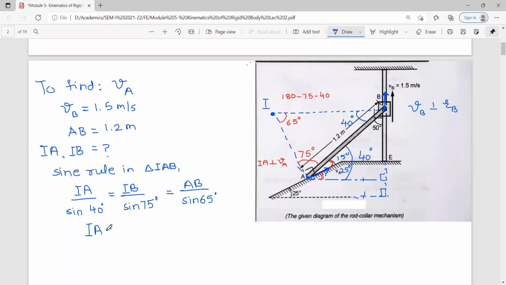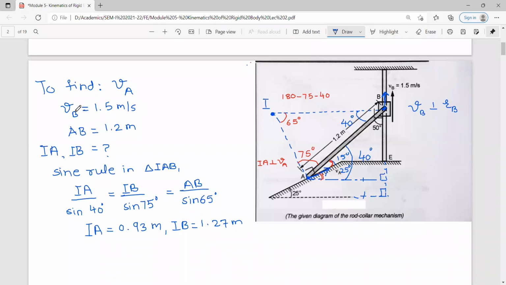IA is equal to 0.93 meter, and IB comes as 1.27 meter. See, if you are getting the same answer. So once we know the radii, we can calculate the unknown parameters.